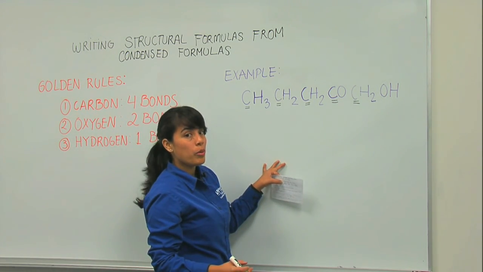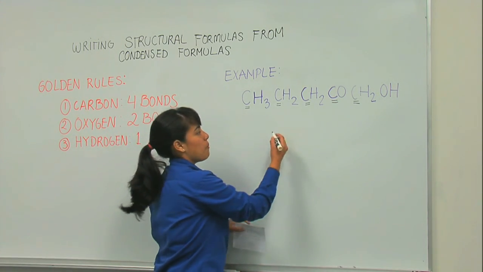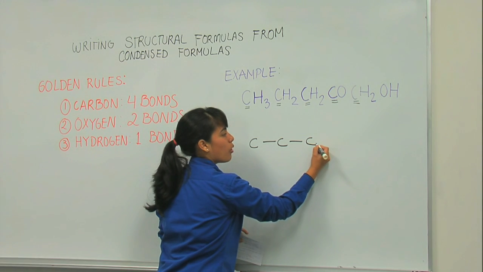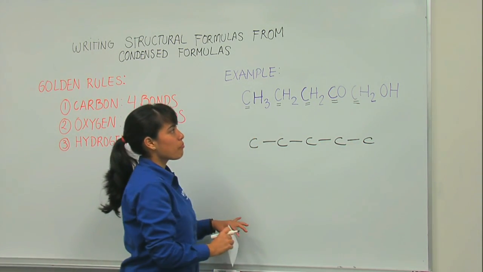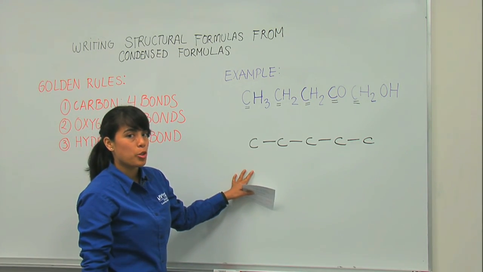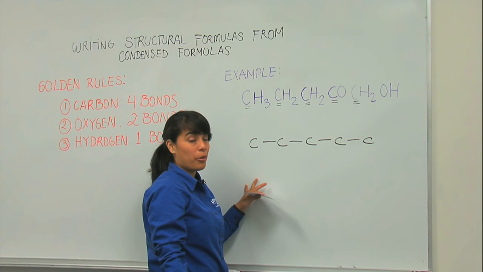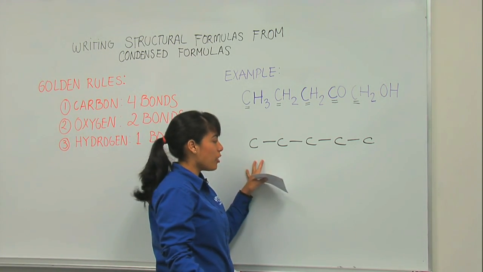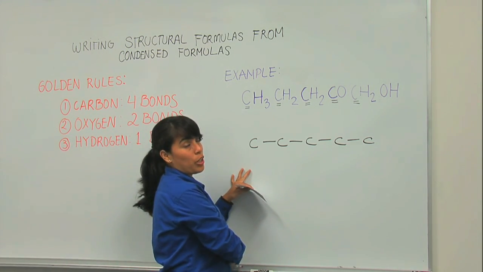The second step would be then drawing those 5 carbons in a chain. 1, 2, 3, 4, and 5. What would be my step number 3? Well, this has to be related to the golden rule that I've learned, right? I must complete 4 bonds for each carbon atom that I have here. And that's what I'm going to do. I am going to draw the 4 bonds for each of them.